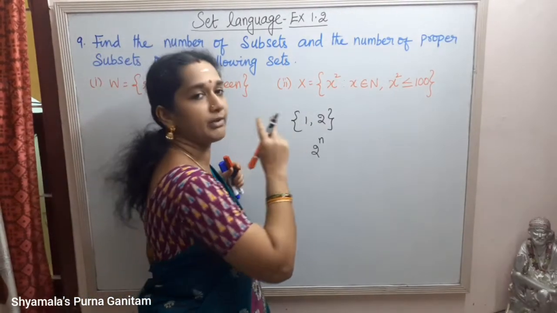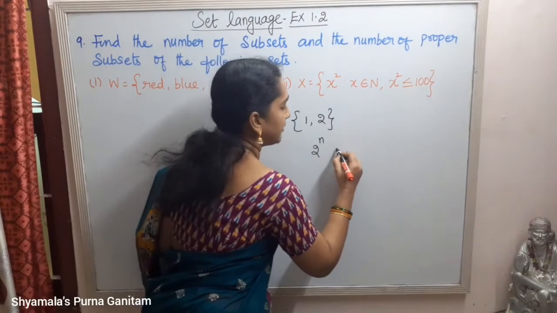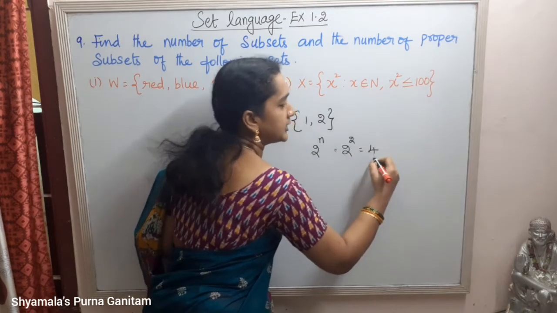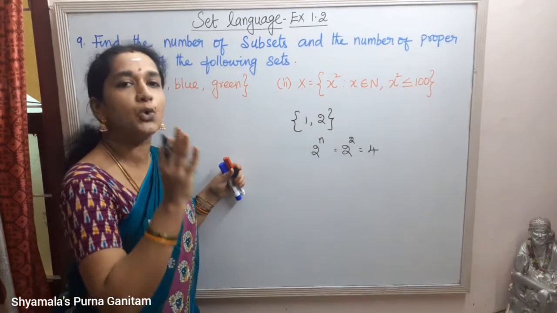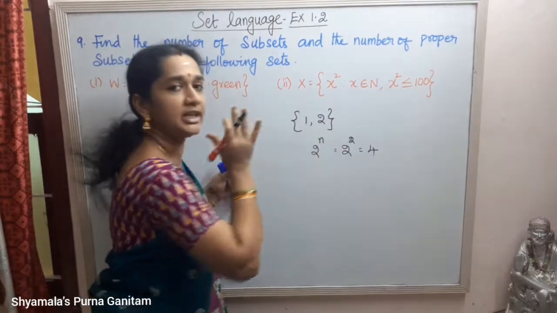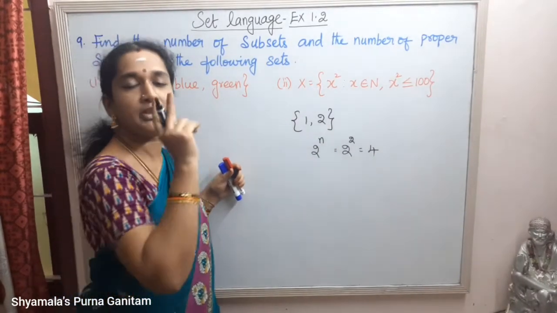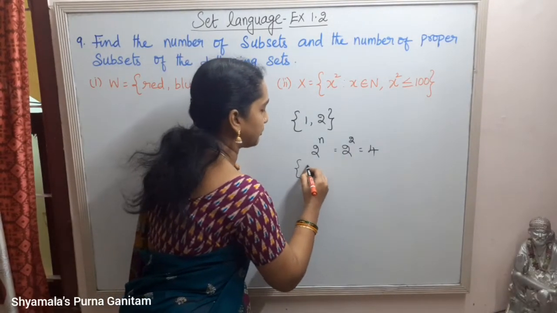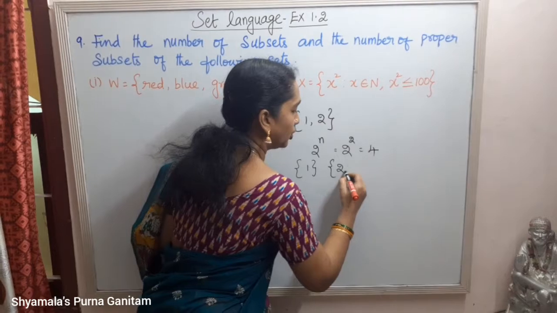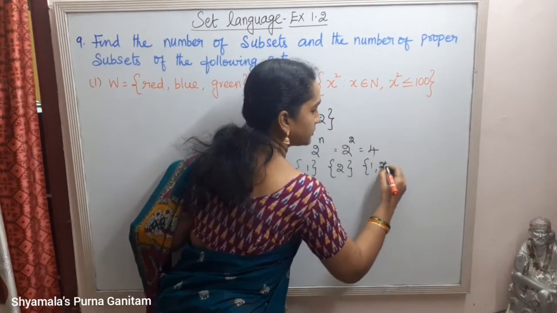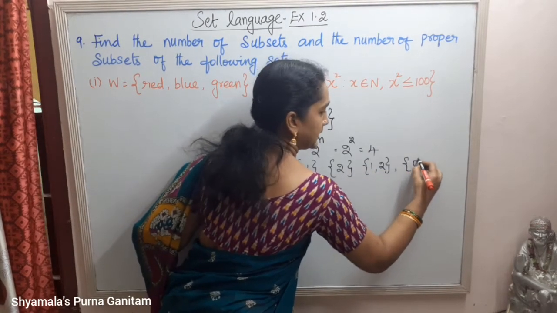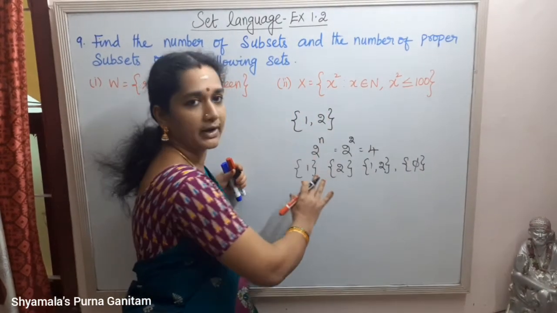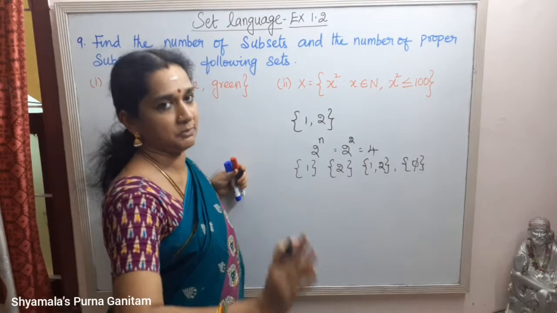Okay. So here I have only 2 elements, so I will substitute 2 instead of n. 2 power 2 is equal to 4. So there will be 4 subsets for the given set with 2 elements. What are all the subsets we will get for this? {1}, {2}, {1, 2} and the null set. These are all the subsets we will get. Okay, so this is for calculating the number of subsets.